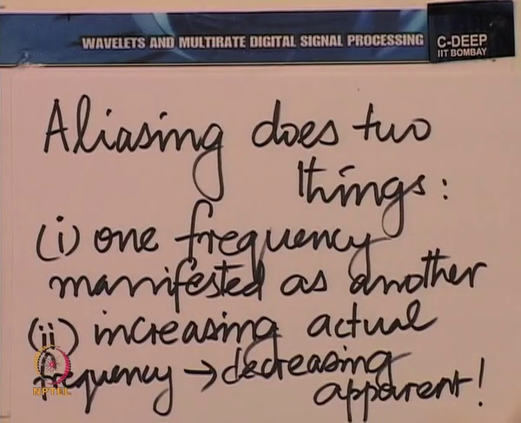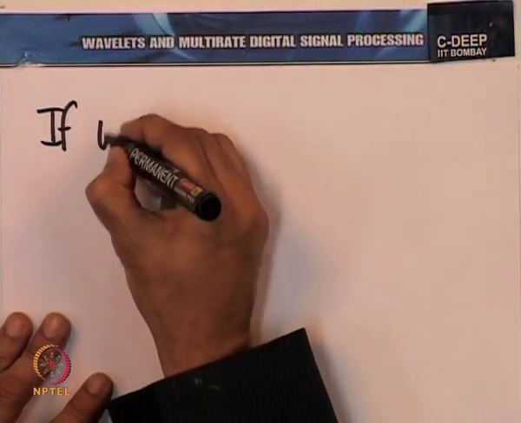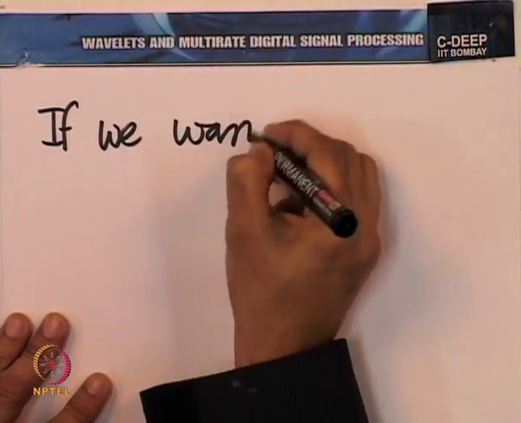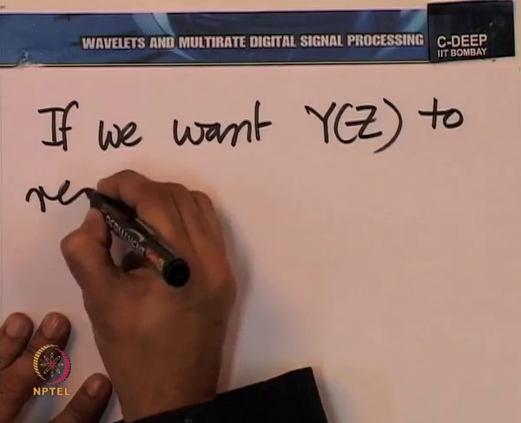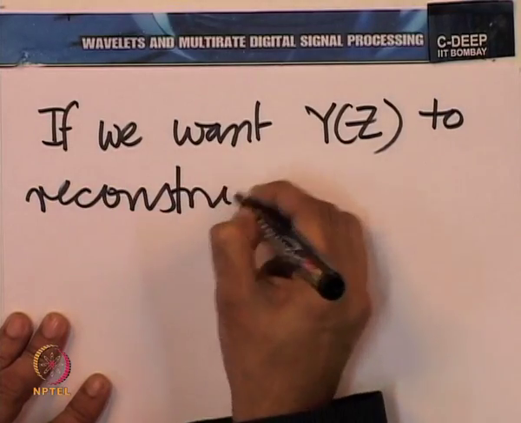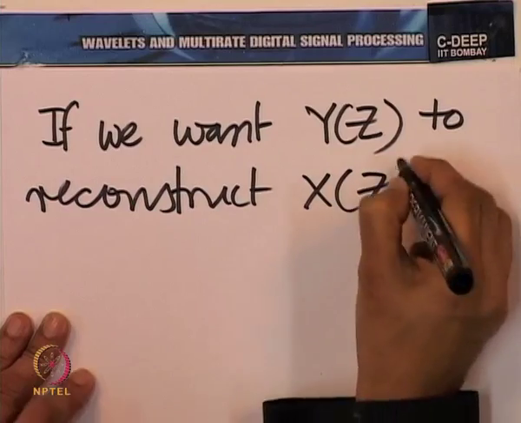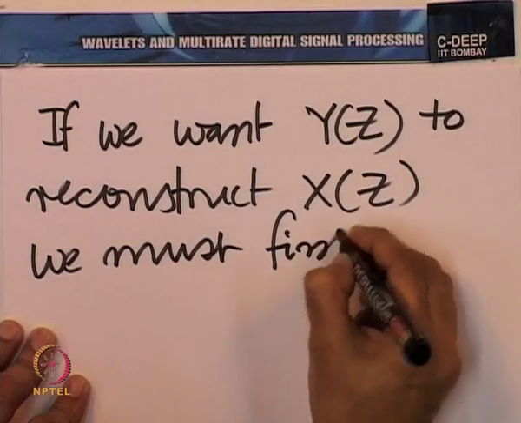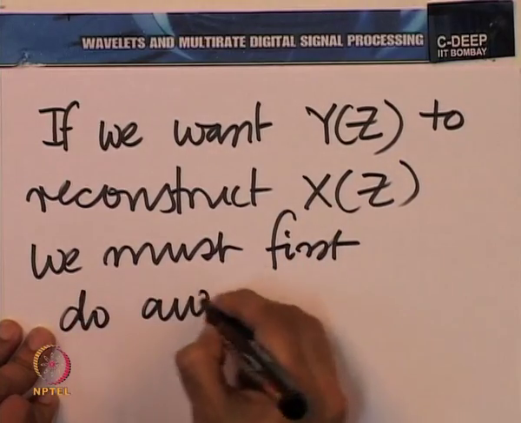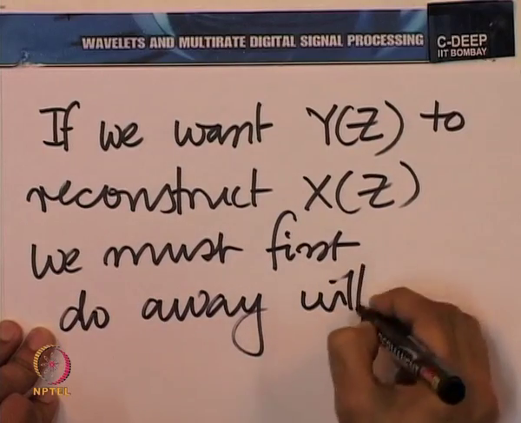Now, the first thing we have to do if we want perfect reconstruction is to do away with aliasing. So, we put down a condition for aliasing cancellation. If we want y z to reconstruct x z, we must first do away with aliasing.